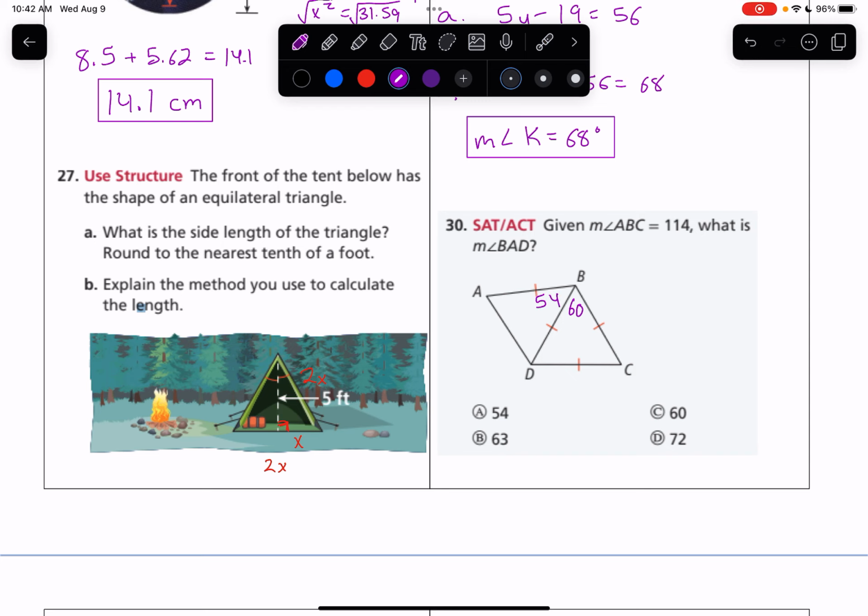Right? And we want to find the measure of angle BAD. Well, I know that this is an isosceles triangle. So if this angle is 54, these angles are the same as one another in an isosceles triangle. I can do 180 minus 54, right? And that is going to give me 126. That needs to be split evenly between my two other angles. So 126 divided by 2 is going to give me 63. So each of my two base angles, including angle BAD, is going to be 63 degrees.